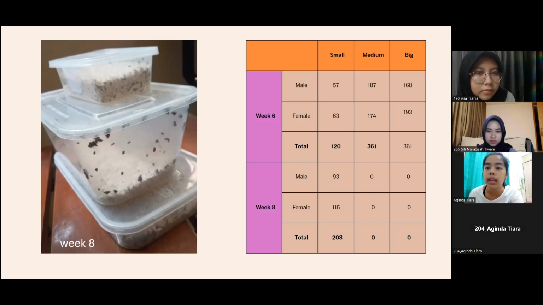And in week 8, we found the Sitophilus oryzae increased again in the small container. In the small container, we found 63 male insects and 150 female, with a total of 208. But in the medium and big containers, we found that all the insects had died, like in the picture. The explanation will be given by my friends.